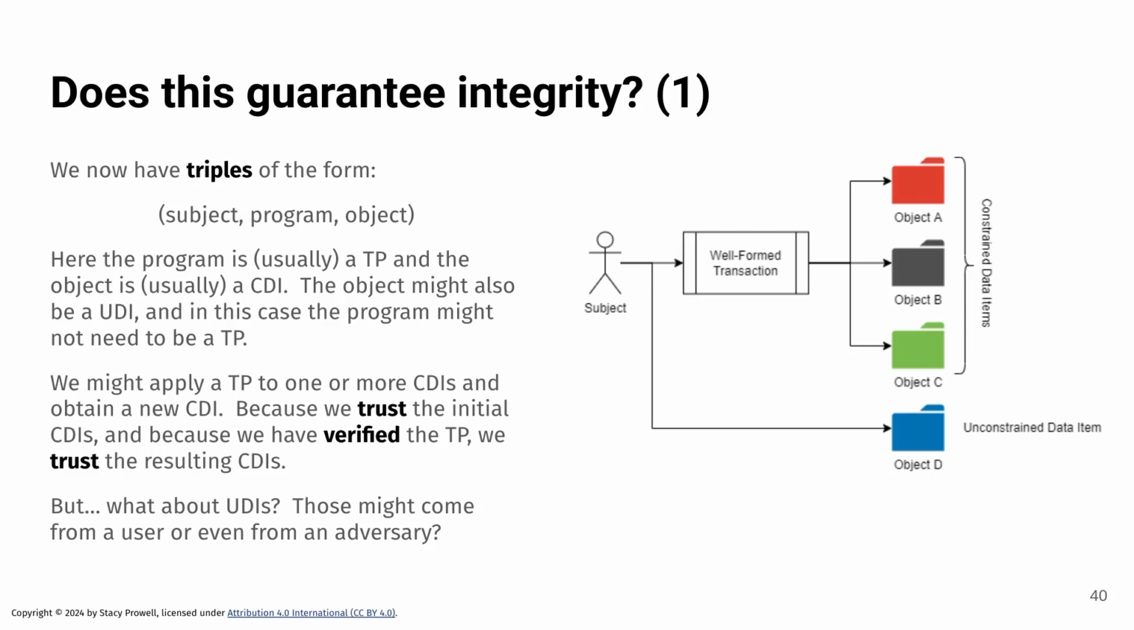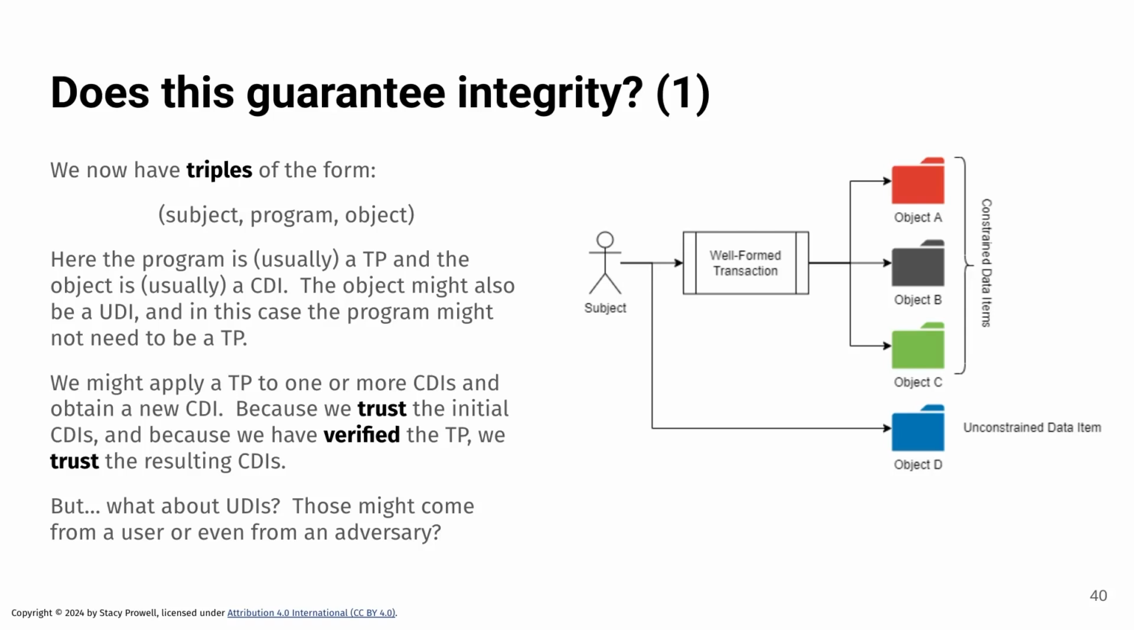We have a subject, we have a program that implements the TP, and we have an object that we want to work on, or maybe multiple objects we want to work on. And we can think of that as a triple. Some user wants to apply some TP to a particular object. So we have to think about what that all means. Ideally, again, if we've proven the correctness, we've proven the properties of the transaction, of the TP, because we trust the initial CDIs, because we verified the TP, we can then trust the resulting CDIs, right?